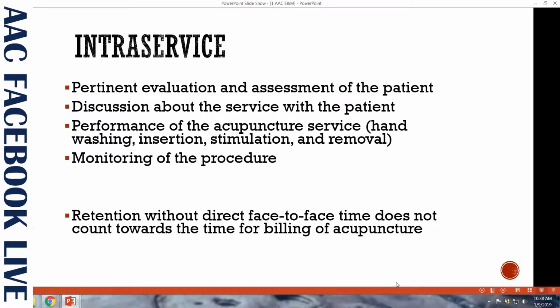Realize that you cannot use retention time as your face-to-face. So by example, if you put needles into a patient and leave them to rest for 10 or 15 minutes, that's perfectly acceptable and probably typical. That time simply does not count as face-to-face because you're not doing something actively part of acupuncture. The needles are just doing their work. So that's the service part.